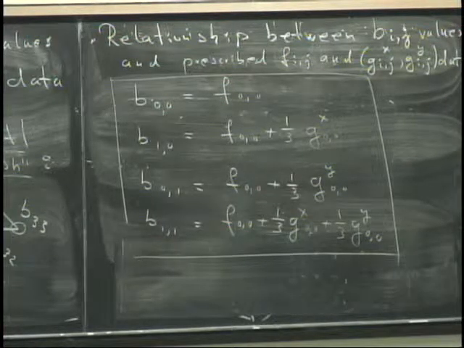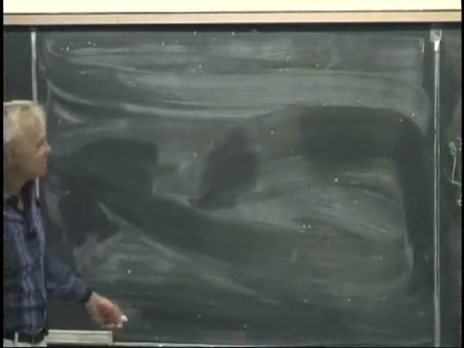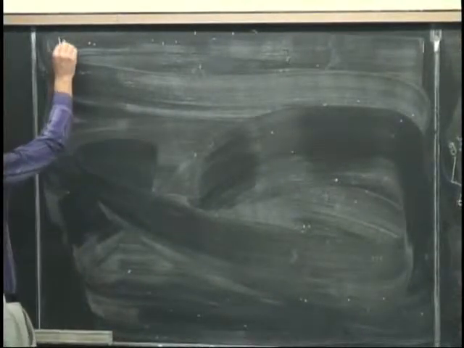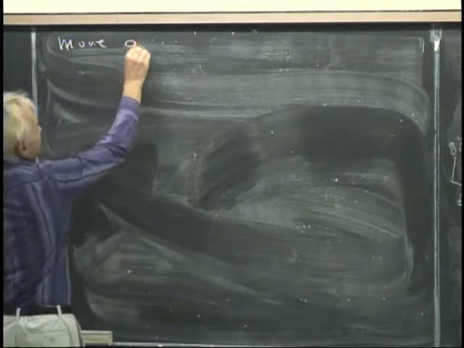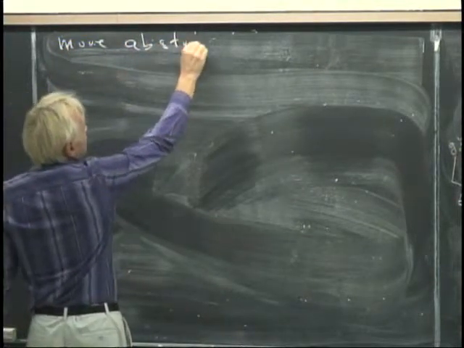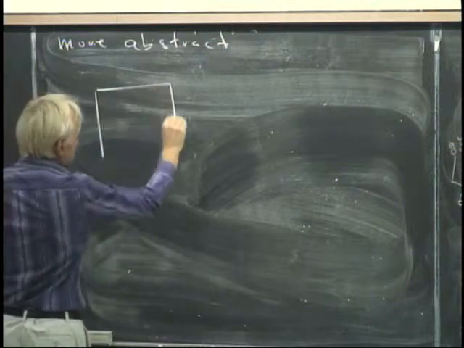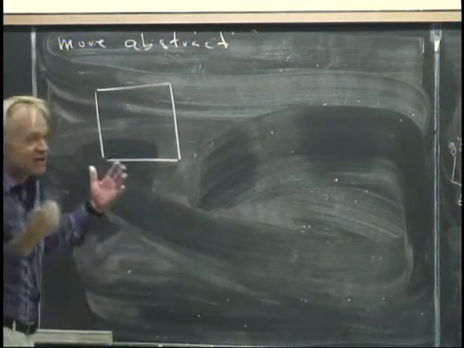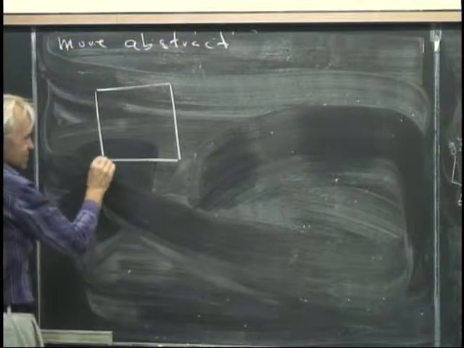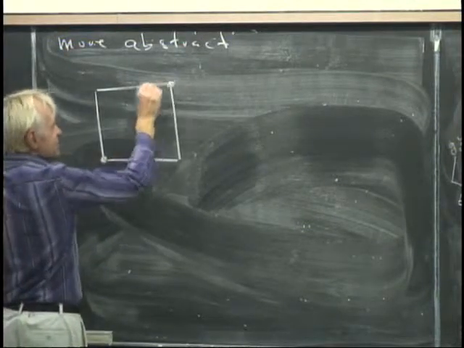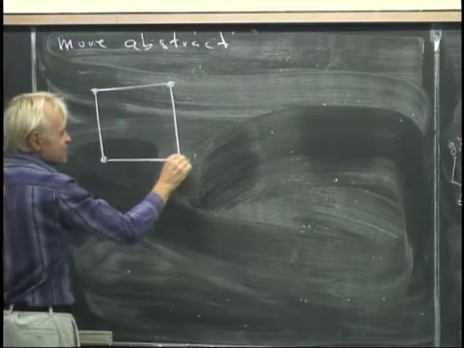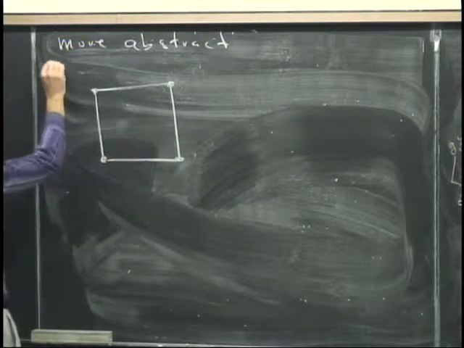Okay. Now, another way to depict it is in a more abstract way. Let's become a little bit more abstract. It's all the same, just more abstract. I have my data structure. It's an array, right? A 2D array of stuff. Here are the corners. This is the building block. This is the one building block.